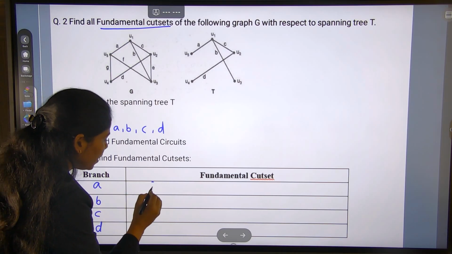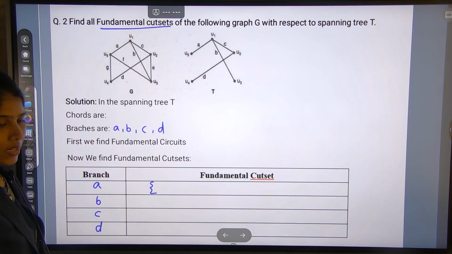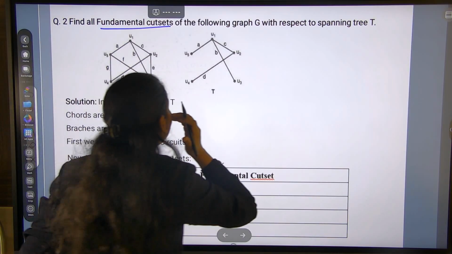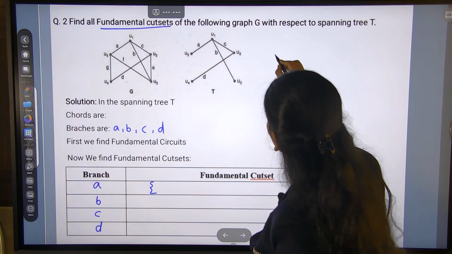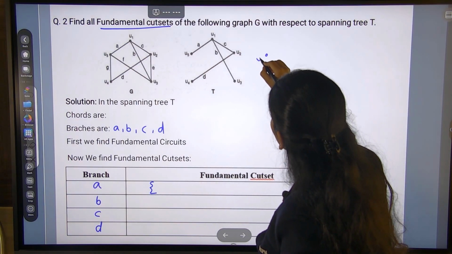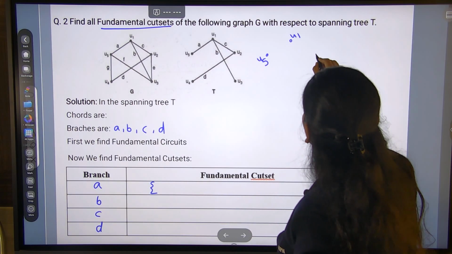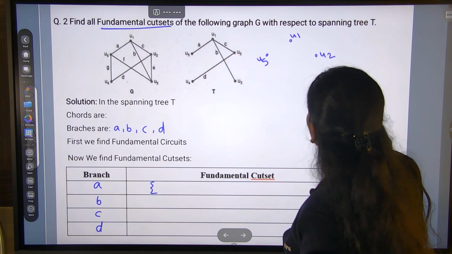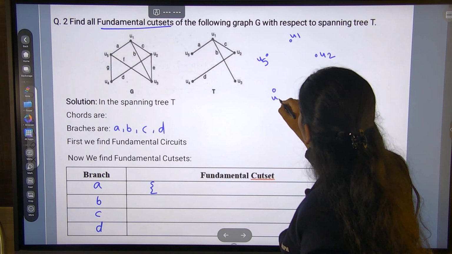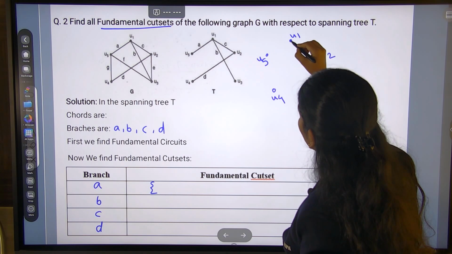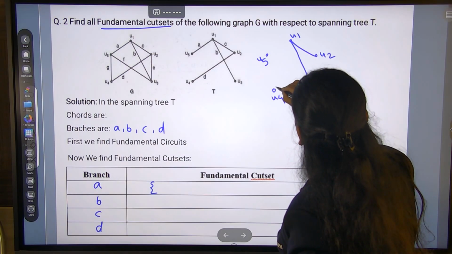Again we get the fundamental cut sets. So we need to write them down in curly brackets. Here, if we remove this edge A, we get U5 separately, U1, U2, U3, U4. Remove that edge. So we get a graph like this.